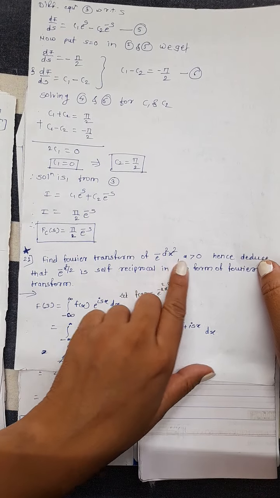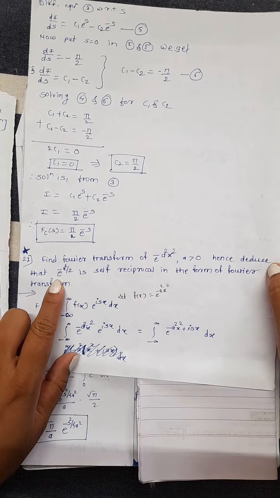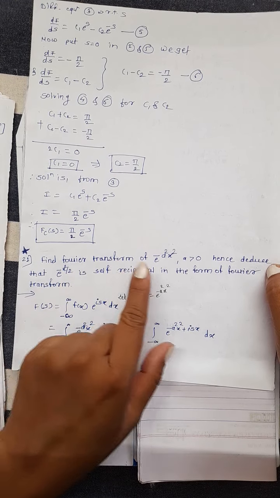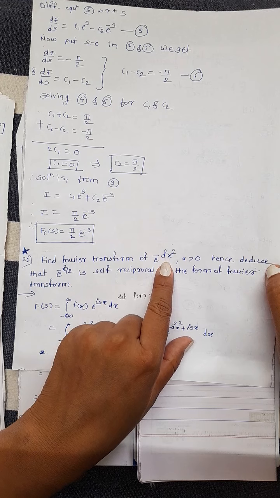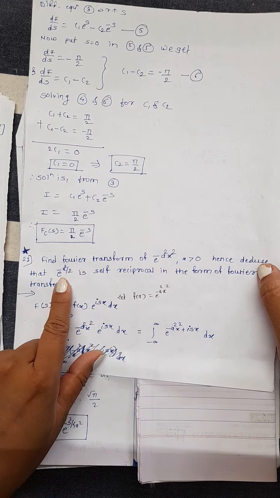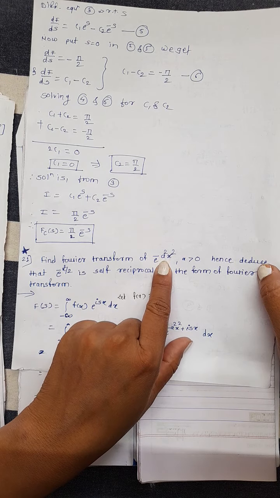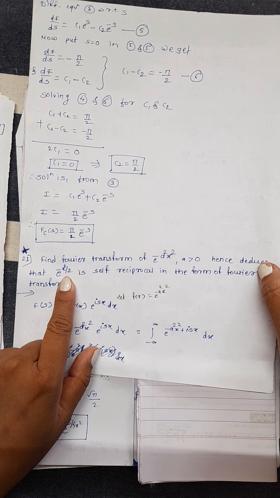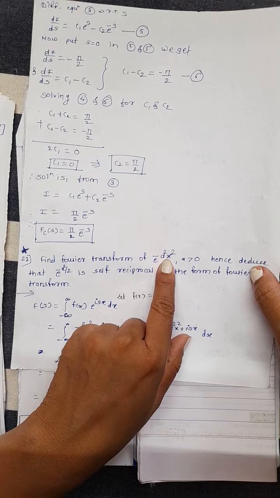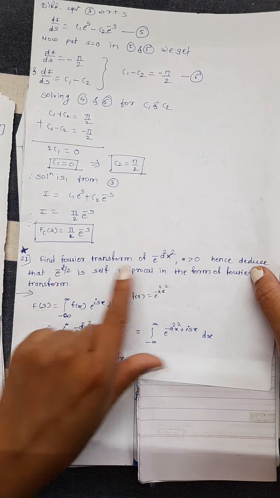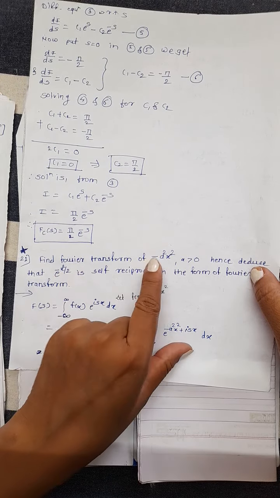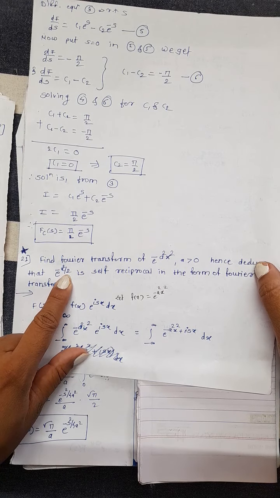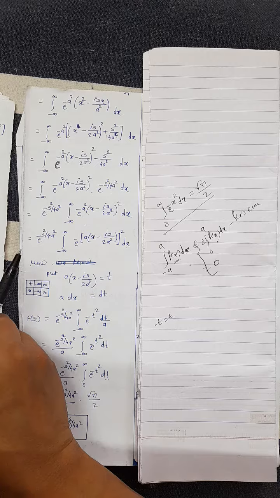What is the second question? Hence deduce the Fourier transform of e raised to minus x square by 2, using this result. What we have to do here? We know this function's Fourier transform, and how to find this function's Fourier transform? Just replacing a square by 1 by 2 in the answer, right?